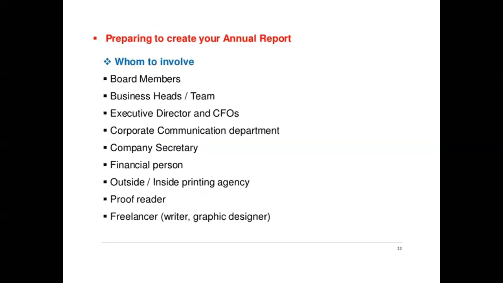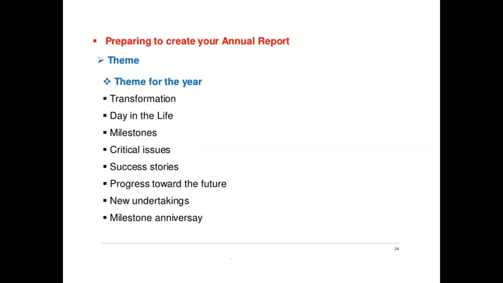While preparing that, there is a list of the people you need to involve. You can read it, and include all of these in your writing during that preparation. Then the theme of the year: transformation of your company, day in the life, milestones, critical issues that happened, success stories of the company, progress towards the future, new undertakings, and milestone anniversary. These themes cover everything from the very first till the end and the future as well. So it will show your agenda for the coming year as well.